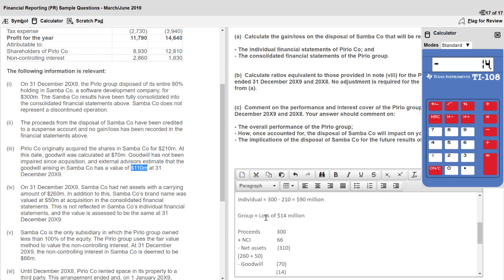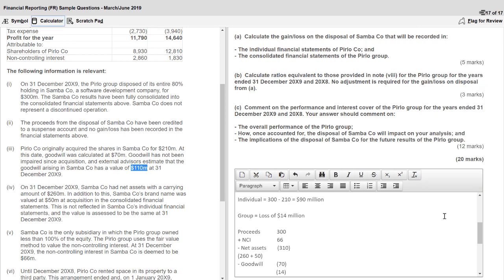Okay, excellent. I think there's 5 marks available in total for those calculations. I would work out, and it doesn't say how within the model answer, but I'd say there's 1 mark for the individual profit or loss on disposal, and then in the group, that would be where the remaining 4 marks are. Maybe 1 mark for the proceeds, 1 for the NCI, 1 for the net assets, 1 for the goodwill, but that's just purely guesswork.